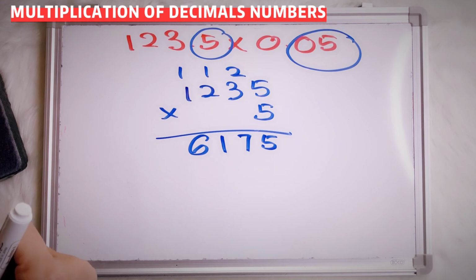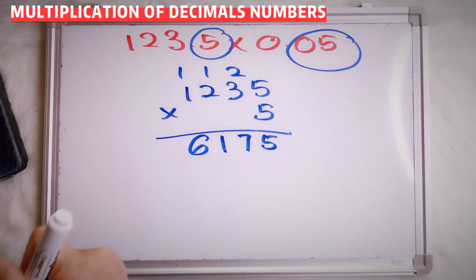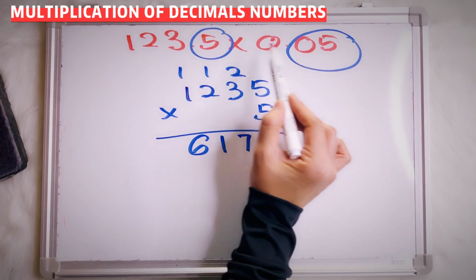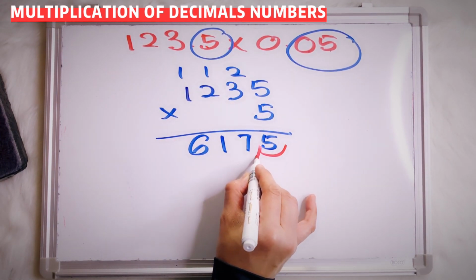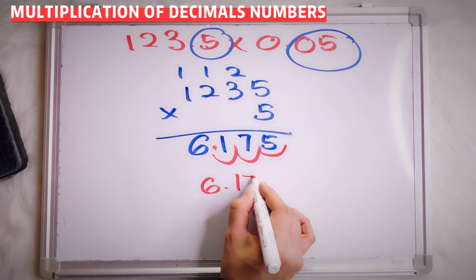Now how many numbers here after the decimal? We have 3 numbers. 1, 2, 3. So your answer is 6.175.